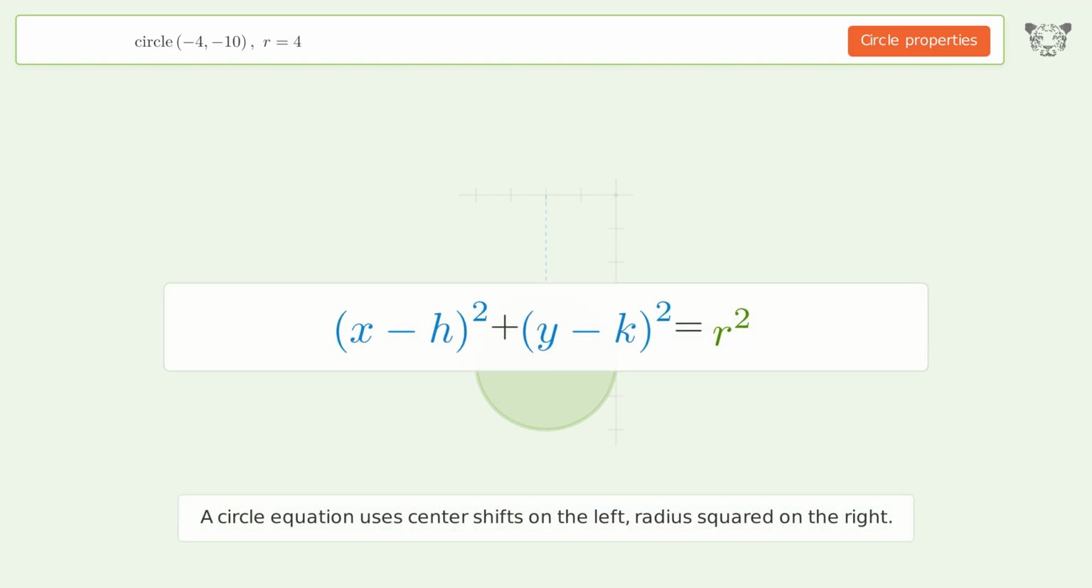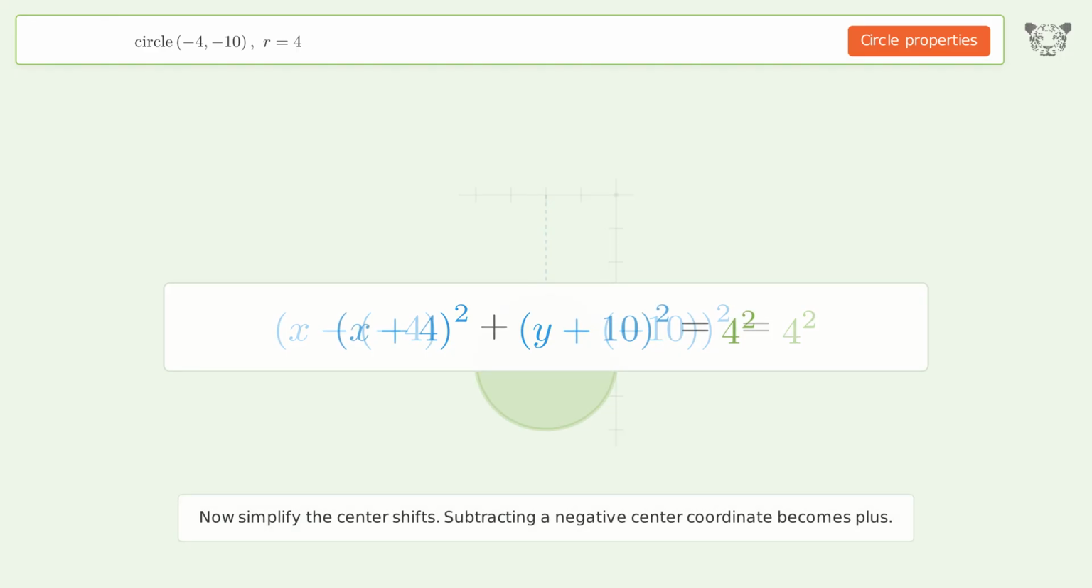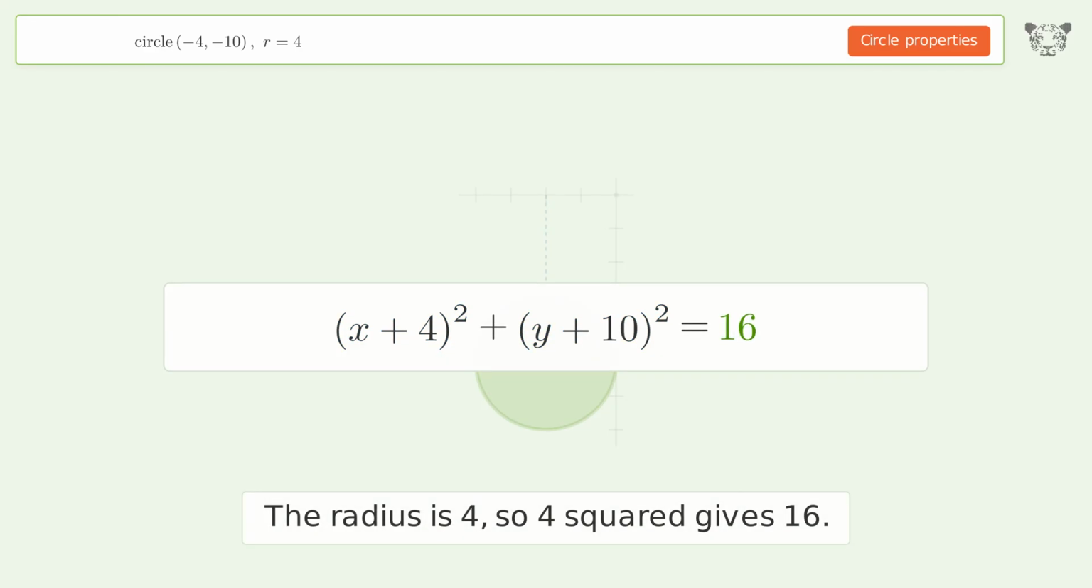A circle equation uses center shifts on the left, radius squared on the right. Substitute the center values and the radius before simplifying the signs. Now simplify the center shifts. Subtracting a negative center coordinate becomes plus. The radius is 4, so 4 squared gives 16.